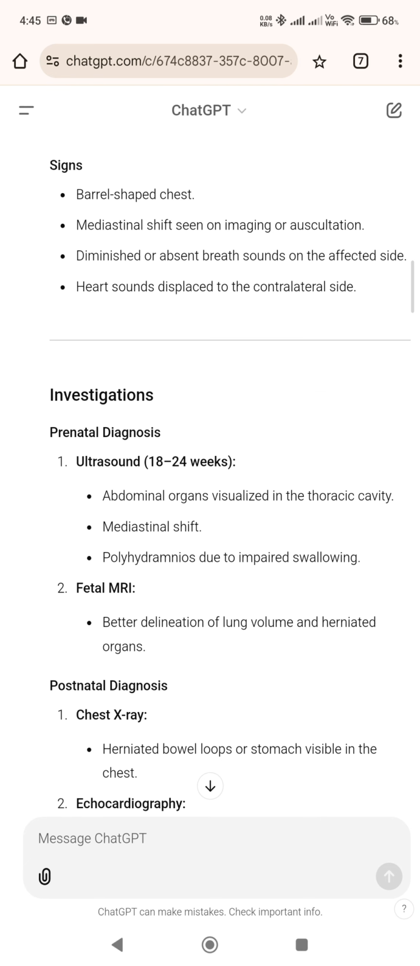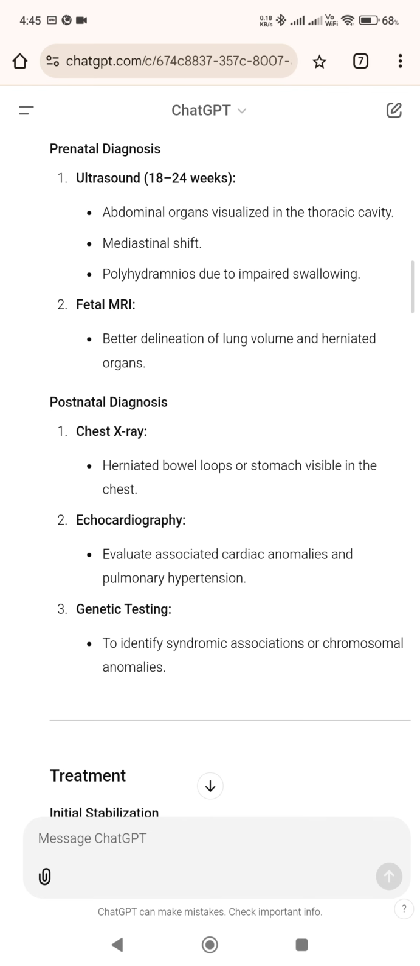Investigations. Prenatal diagnosis. 1. Ultrasound, 18 to 24 weeks. Abdominal organs visualized in the thoracic cavity. Mediastinal shift. Polyhydramnios due to impaired swallowing. 2. Fetal MRI, better delineation of lung volume and herniated organs.